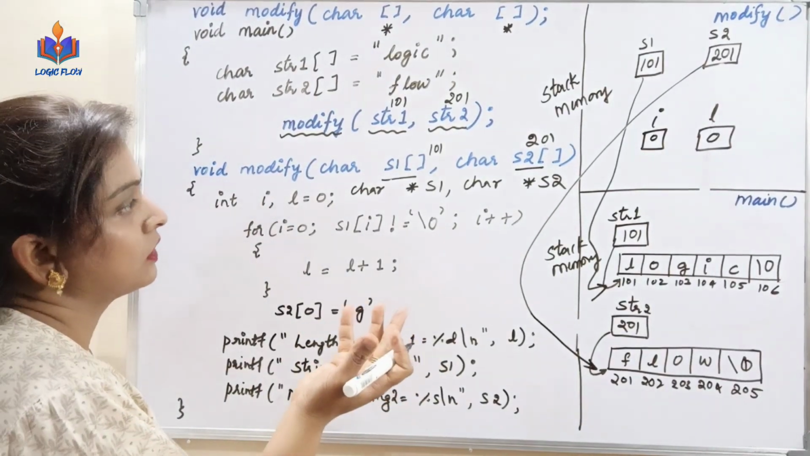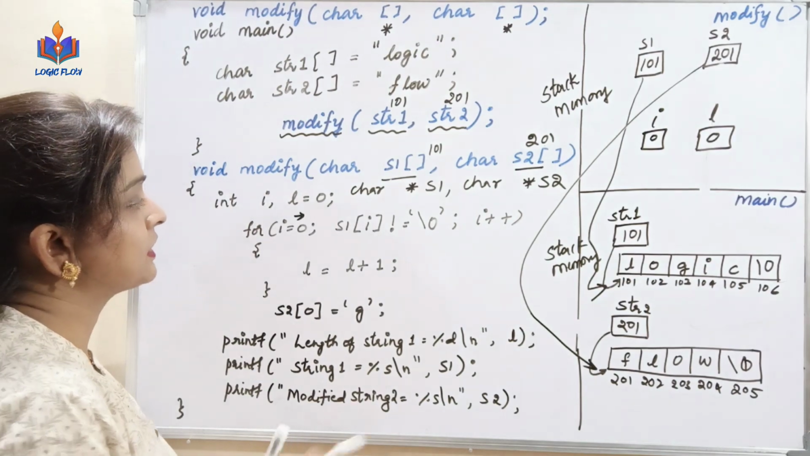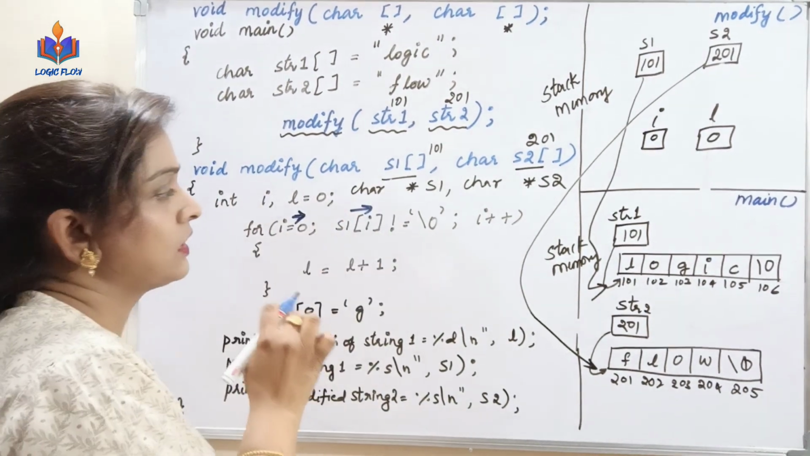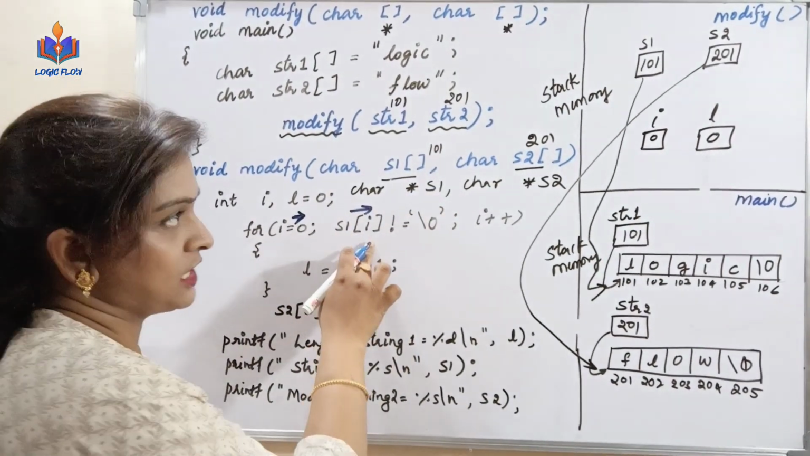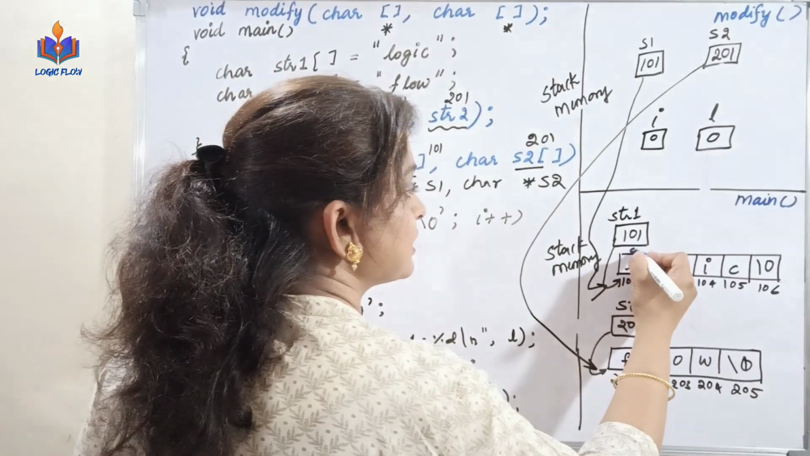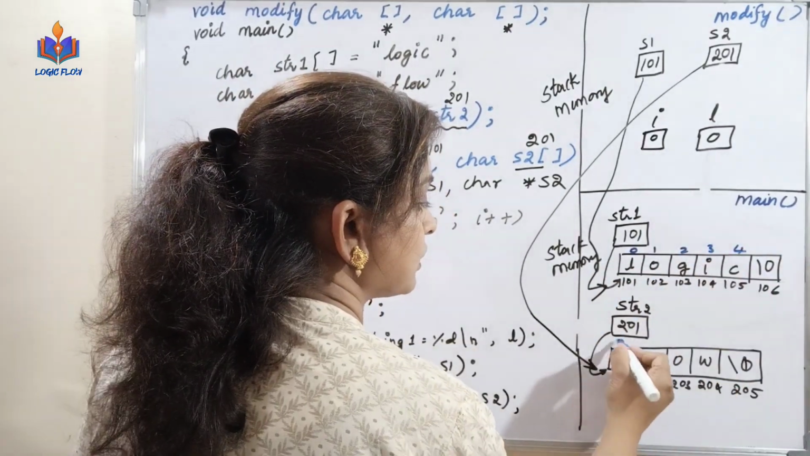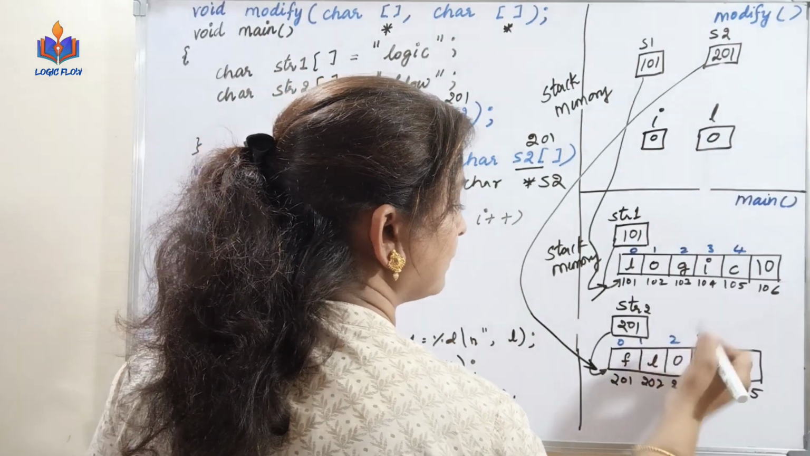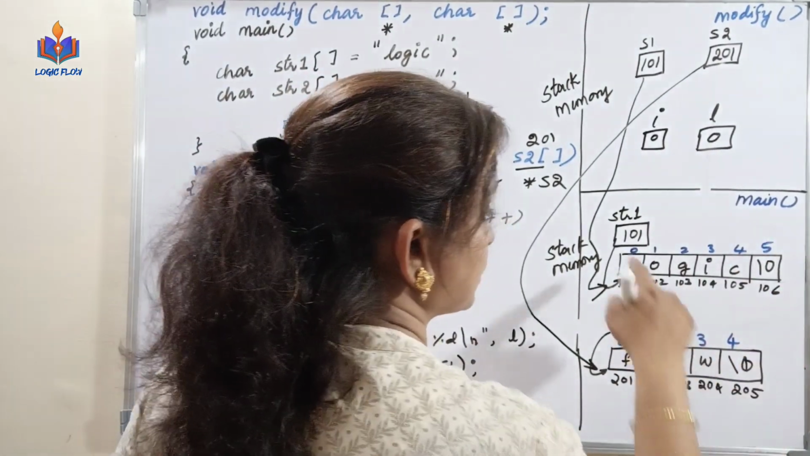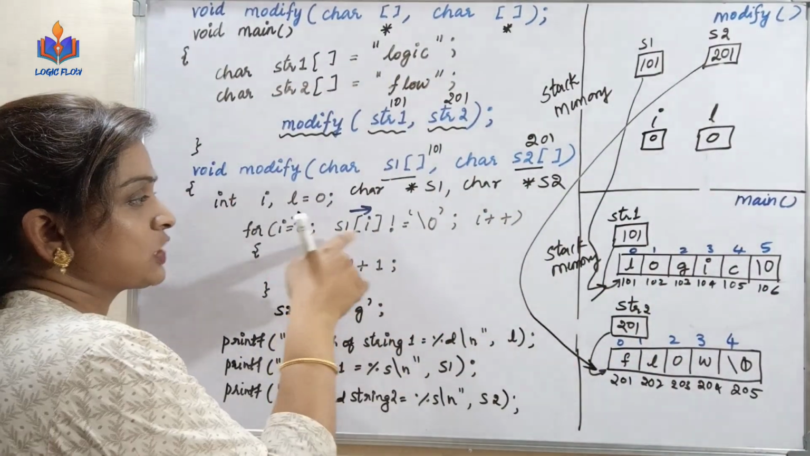So here we have i equal to 0. Then look here, S1 of i. S1 is pointing to 101. So let me write the index 0, 1, 2, 3 and 4, at the locations 0, 1, 2, 3, 4, 5. Okay. So S1 of i.